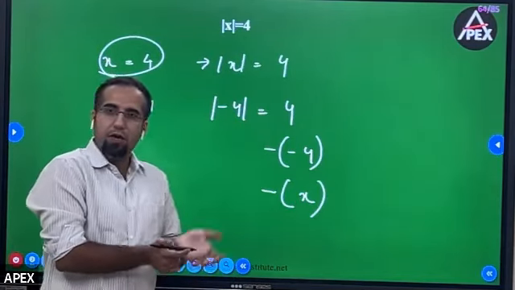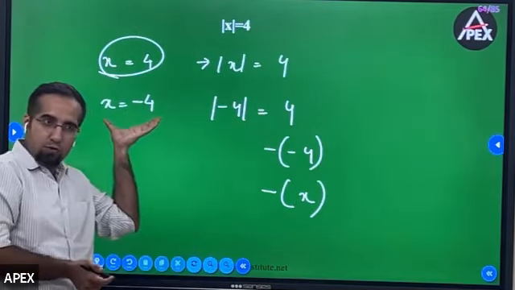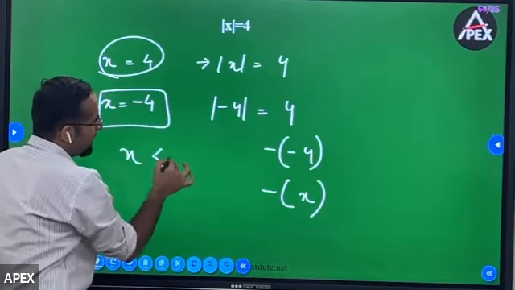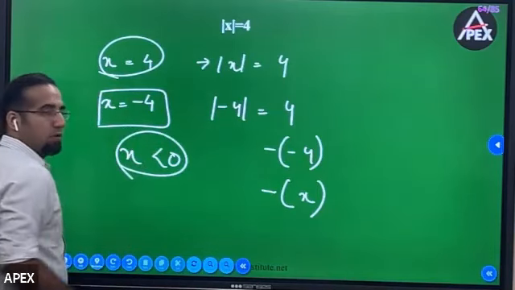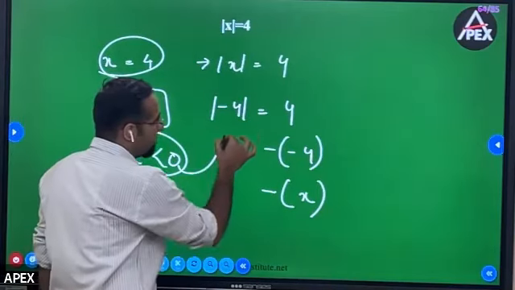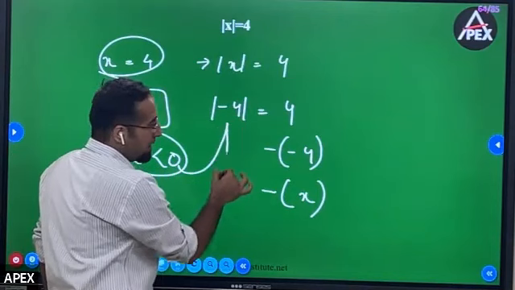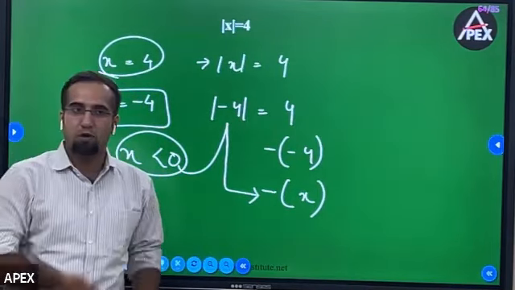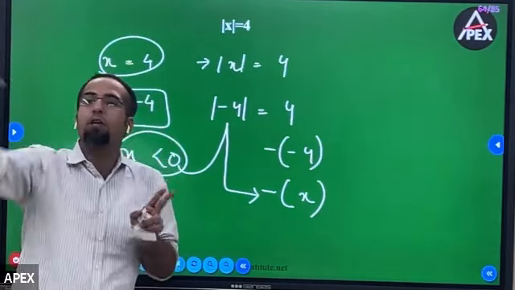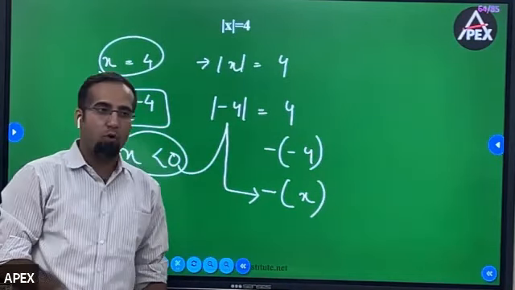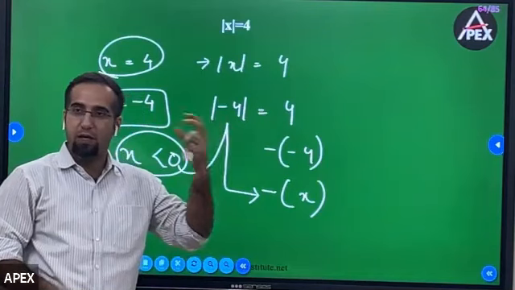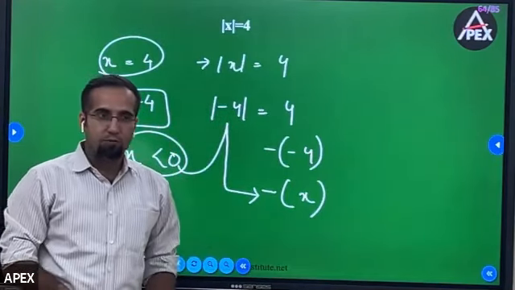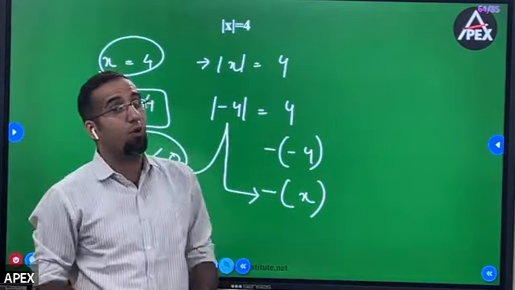Now this is what we are technically explaining. If x is less than 0, this is a point which is classifying x to be less than 0. If x is less than 0, mod x is equal to minus of x, because minus of that negative value will only give me a positive value always. So whatever input I give inside, I would always get a positive output. This is the mathematical definition of modulus.